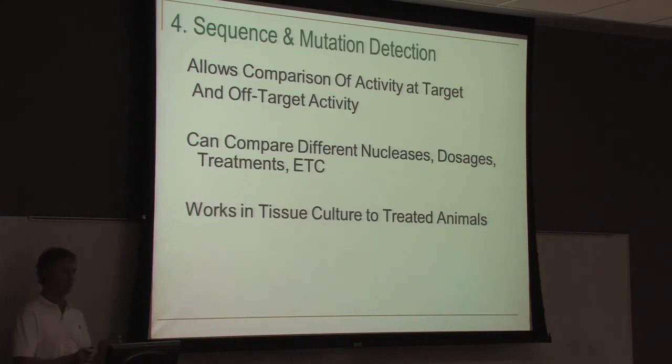Similarly, you can test different designs of the nucleases, different treatments. If you want to modify some DNA repair enzymes and see how that affects it, whatever you're trying to study, you can then go back and look at how effectively you targeted the target site versus off-target sites. This works both in tissue culture and in the model organisms that we talked about.